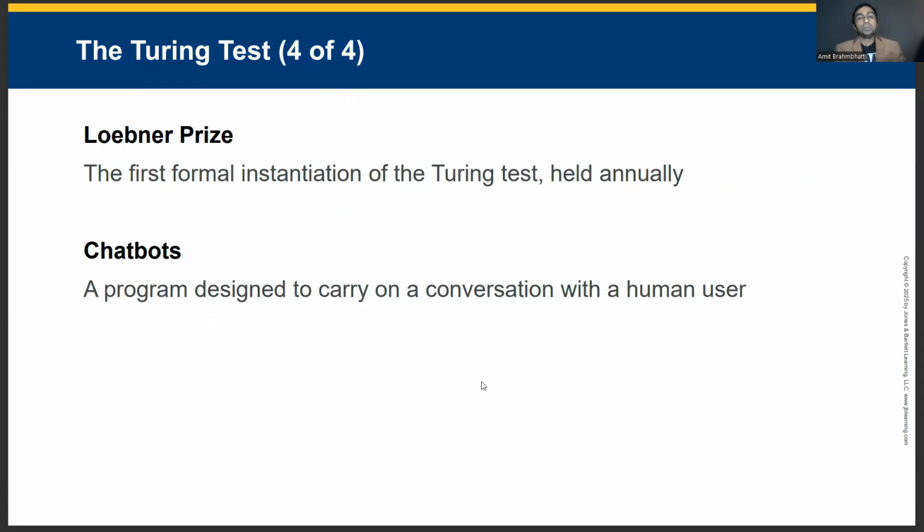This slide mentions the Loebner Prize, an annual competition modeled after the Turing test, where chatbots attempt to appear human. Chatbots are programs designed to carry on conversation, often using scripted responses or machine learning. While chatbots have improved dramatically, they still struggle with deeper comprehension and long-term consistency, highlighting the limits of current AI.